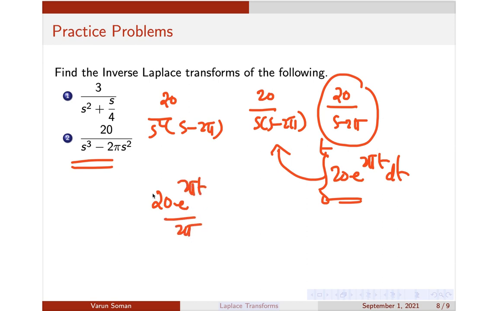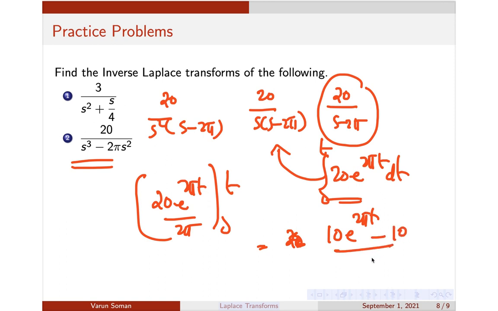So what is it? Simply 20 e raised to 2 pi t by 2 pi in the limits 0 to t. So it is simply 10 by pi e raised to 2 pi t minus 10 by pi. Once you have found the inverse transform of this, you can find the inverse transform of the original by again integrating this from 0 to t dt. I hope this is also clear. So please do that.